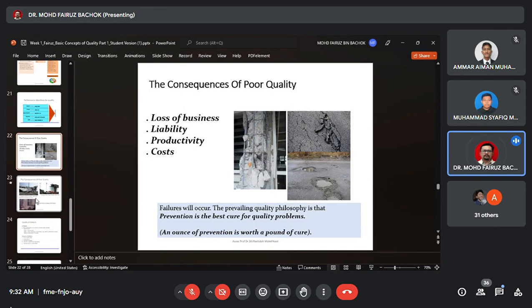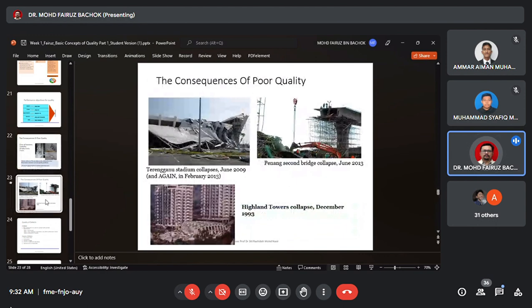The other thing is the consequence not only to your company as the builder or construction company, but also to the customer. Because they have to wait a longer time for this project to be completed, you waste the customer's time.